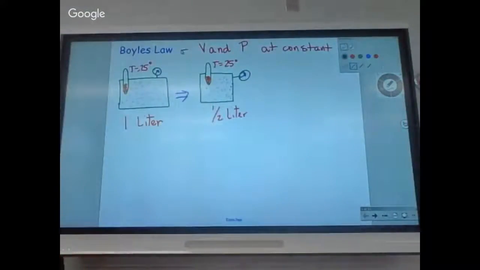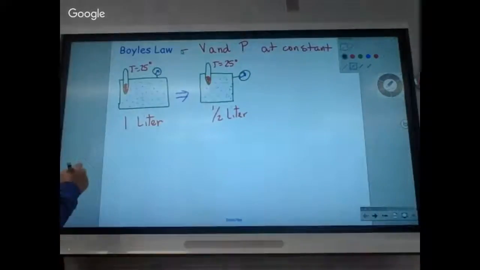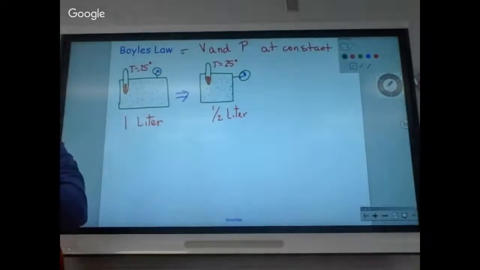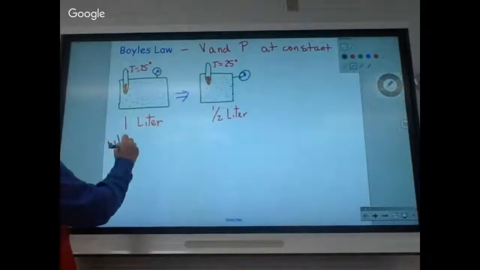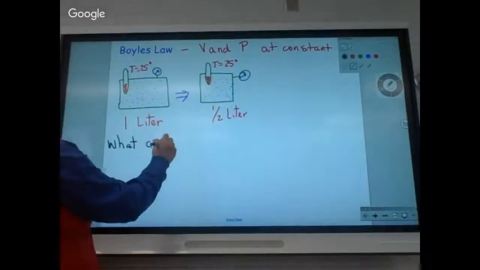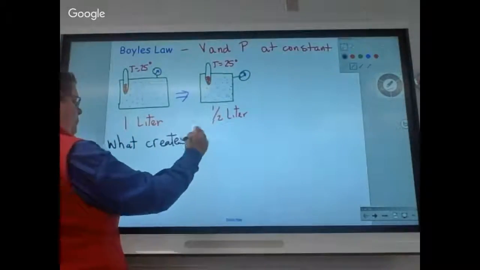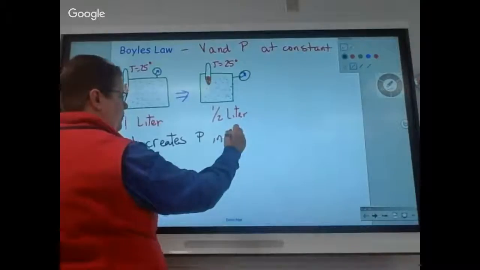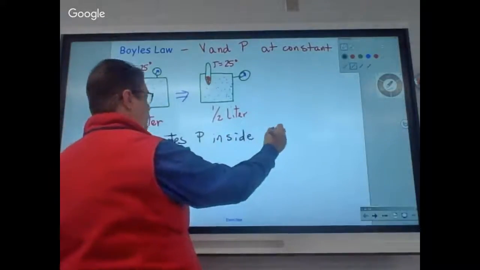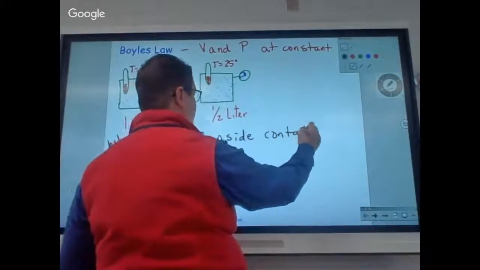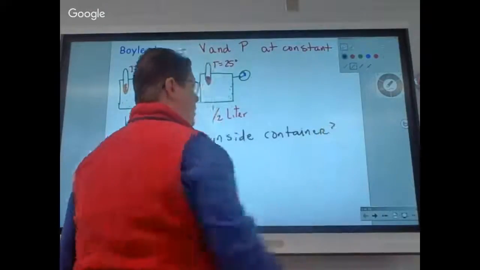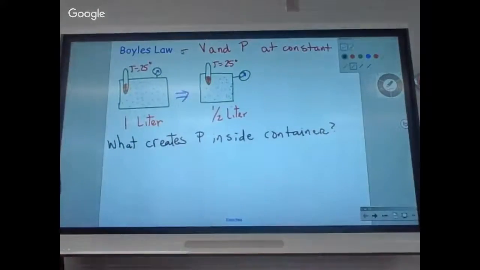Now, moving on past my artwork. So, what creates pressure in the container? Density. Surface area. You gotta be able to tell me. What creates the pressure inside the container?